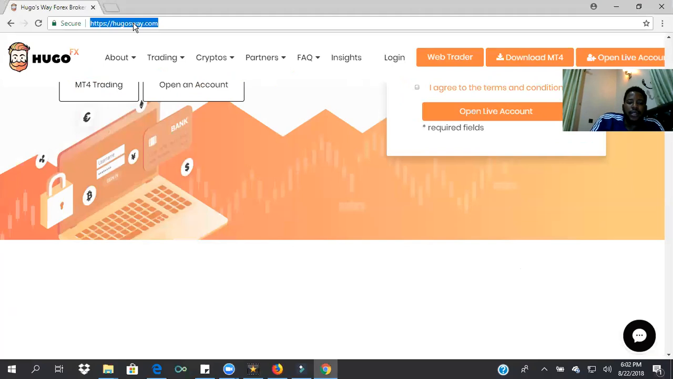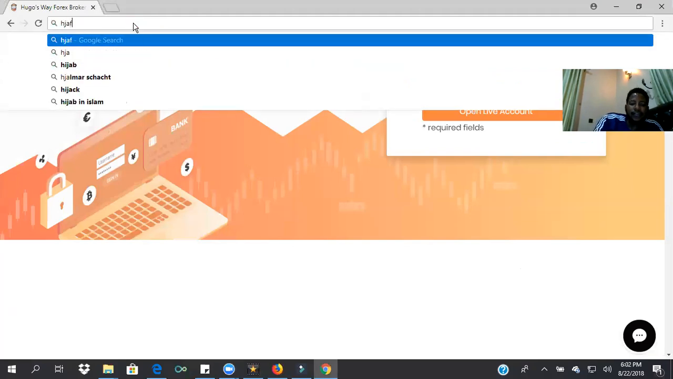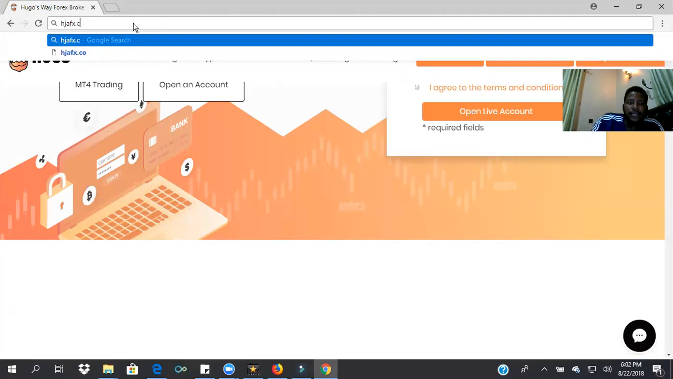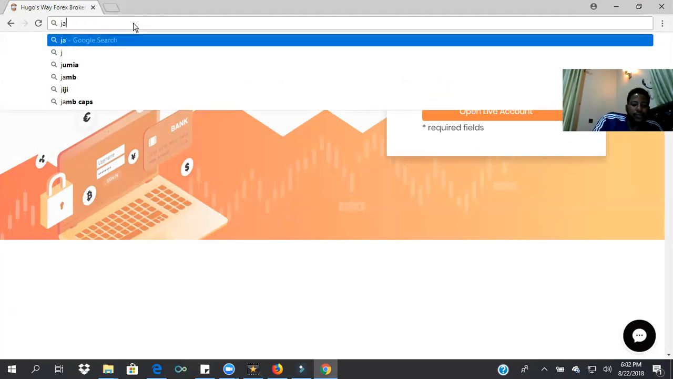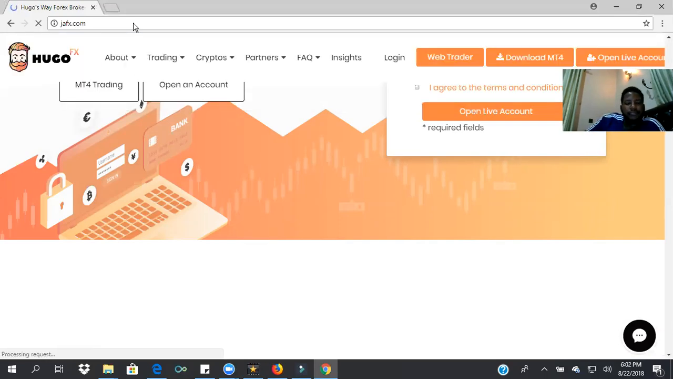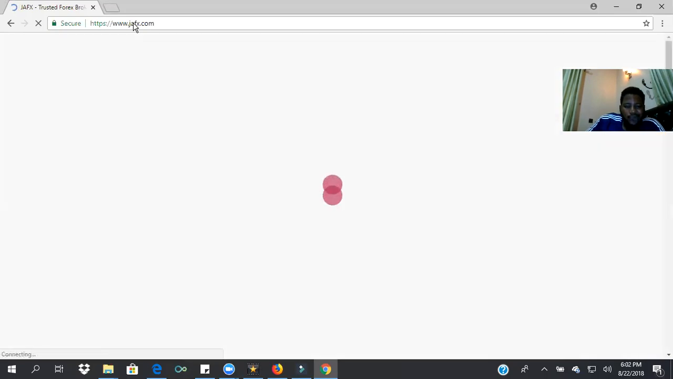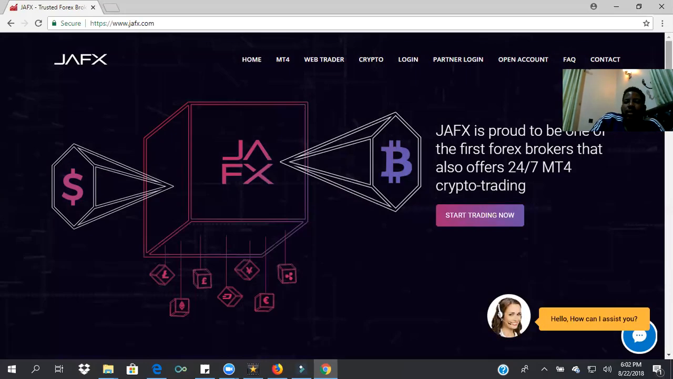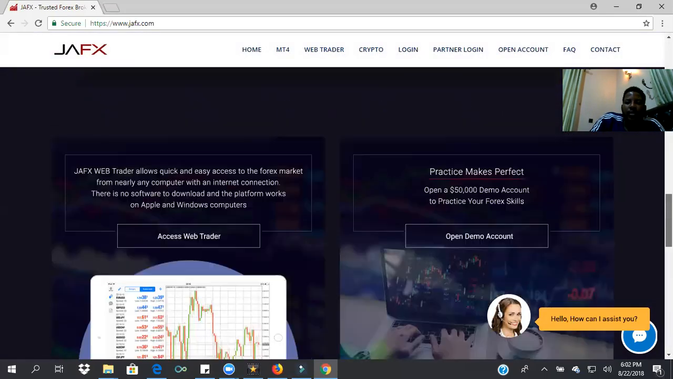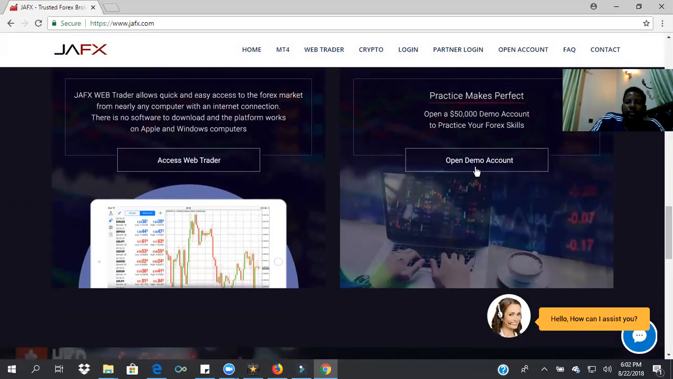You could go to jaffx.com. I usually say JaffX because I feel like the demo account is fine. You go to jaffx.com. It's taking a little bit of time. Let's see. So on this jaffx.com, you're going to go to open demo account.